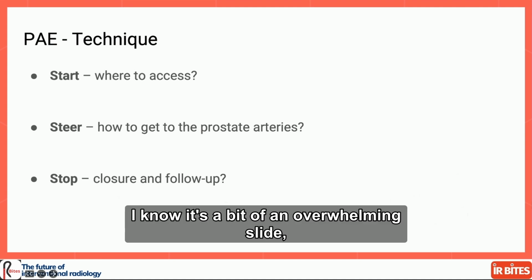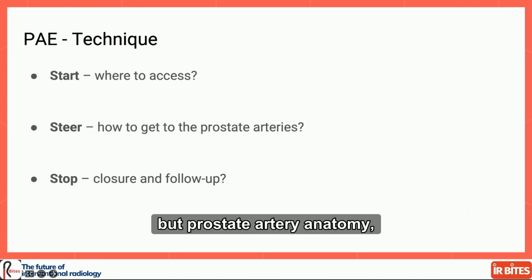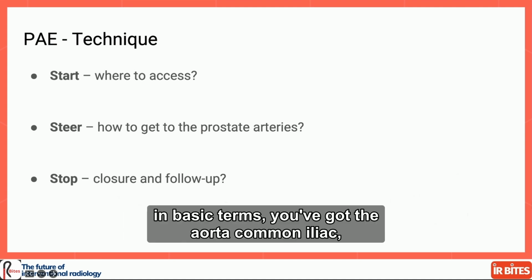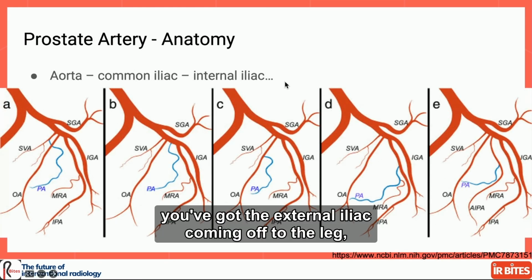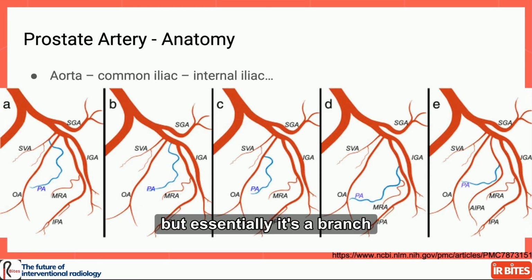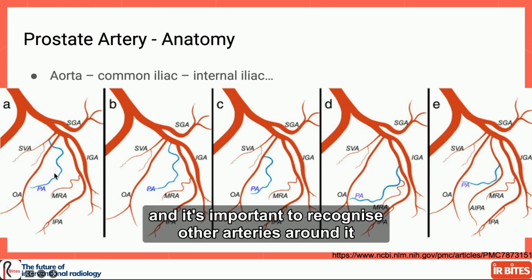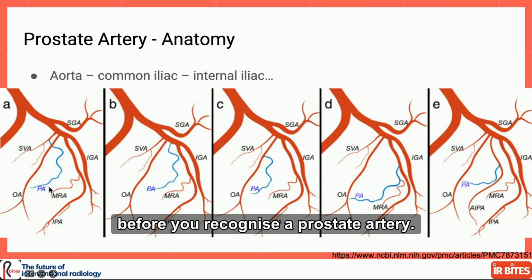I know it's a bit of an overwhelming slide, but prostate artery anatomy, in basic terms, you've got the aorta, common iliacs, you've got internal iliacs, you've got the external iliac off to the leg. But essentially, it's a branch coming from the internal iliac, to put it in basic terms. We've got the PAE coming here, that's a superior vesical artery, and it's important to recognize other arteries around it before you recognize a prostate artery.